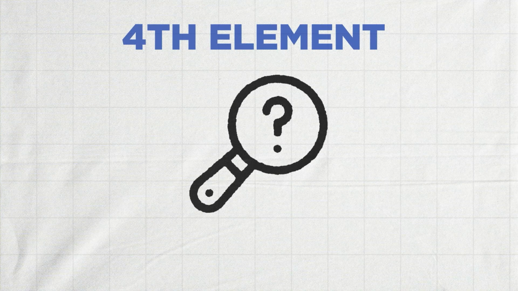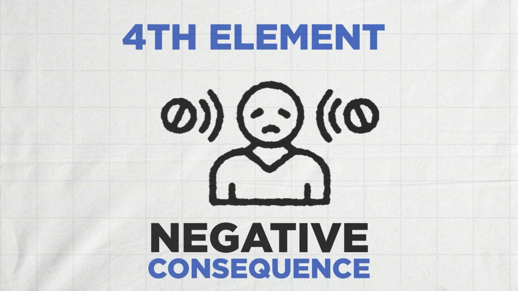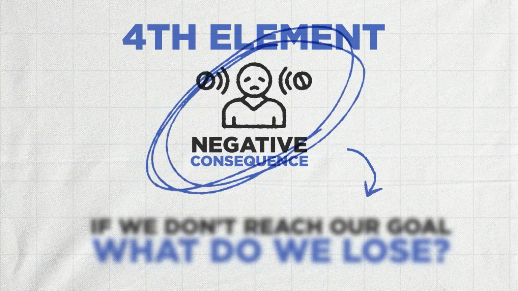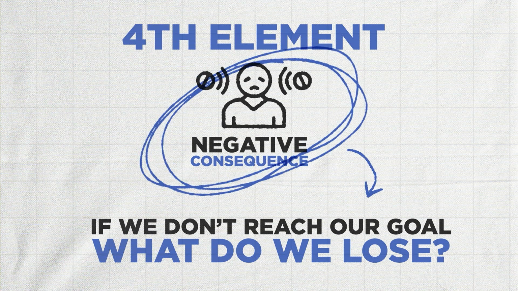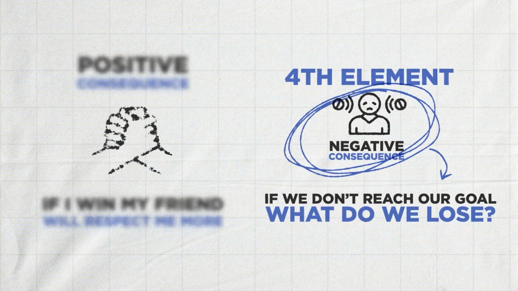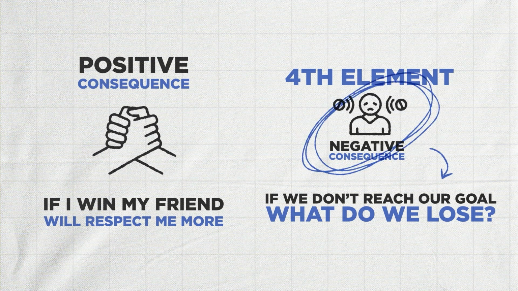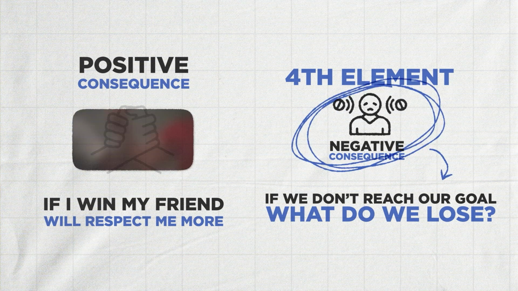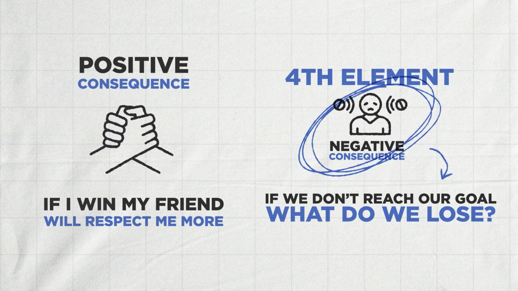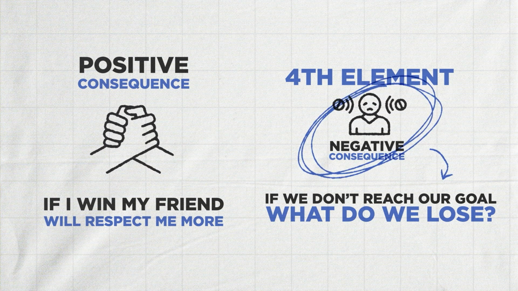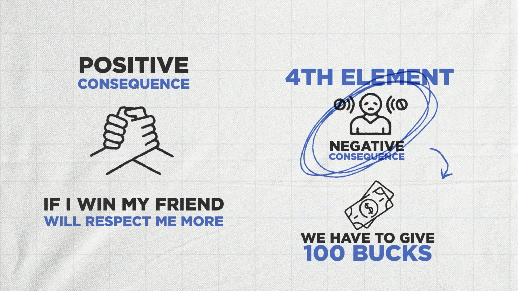This seems fine as a journey, but it doesn't really drive home until you add that 4th element here. And that 4th element is a negative consequence. The negative consequence is, what if we don't reach our goal, what do we lose? Because we could gain something. For example, like, hey, if I win this bet, my friend will believe me and I have won his respect. But okay, we need something on the other side of things, a negative consequence. Well, if we don't make it, we have to give our friend $100, for example.